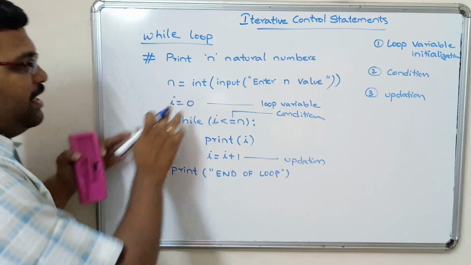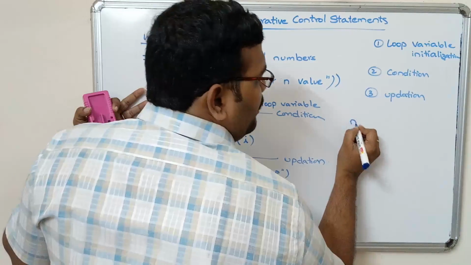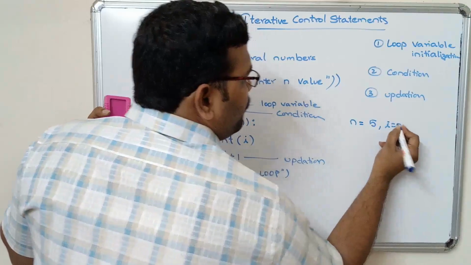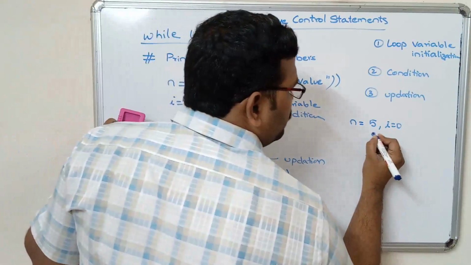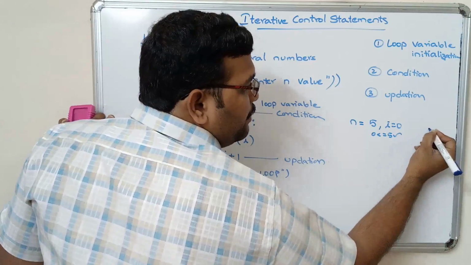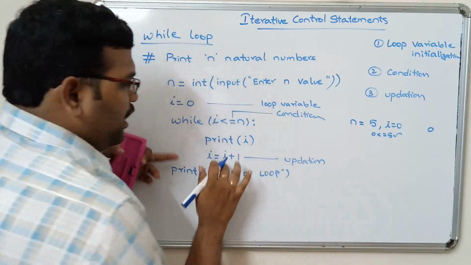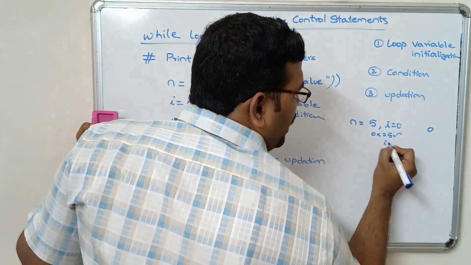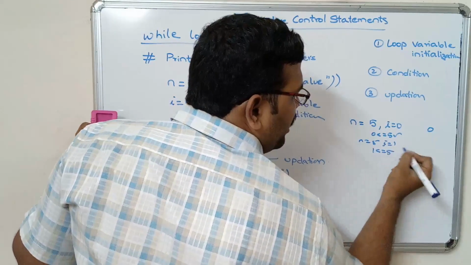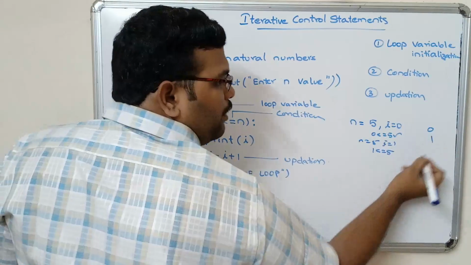Right? So see, first n value. Let n's value be 5. Now I is equal to 0. I less than or equal to 5, 0 less than or equal to 5, True. Print I, so 0 will be printed. I is equal to I plus 1, so I is equal to 1. N is equal to 5. 1 less than or equal to 5. Print I, so 1 will be printed.